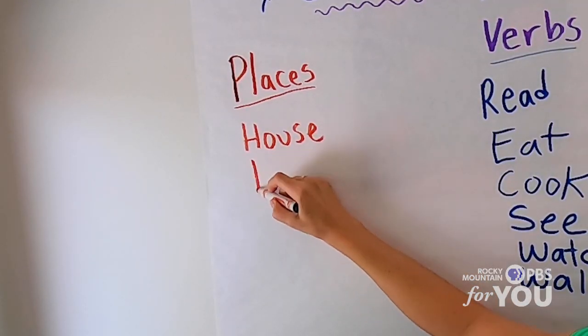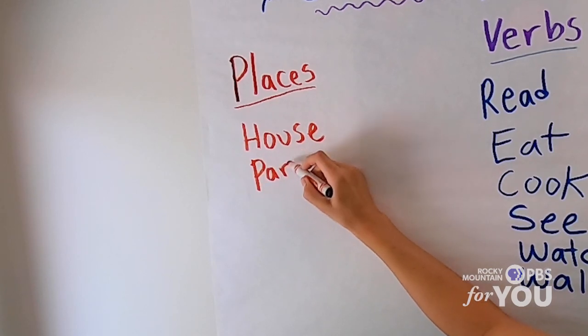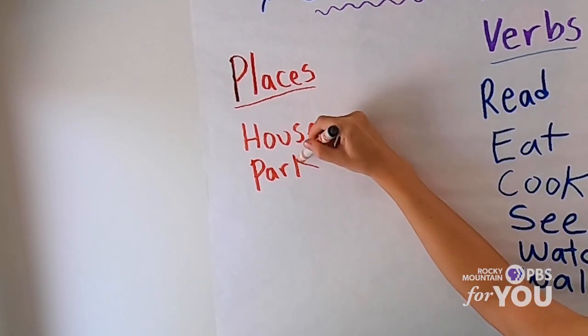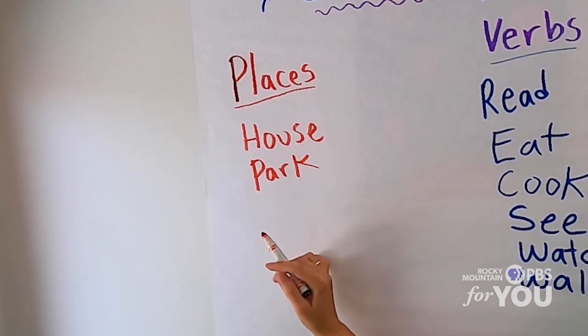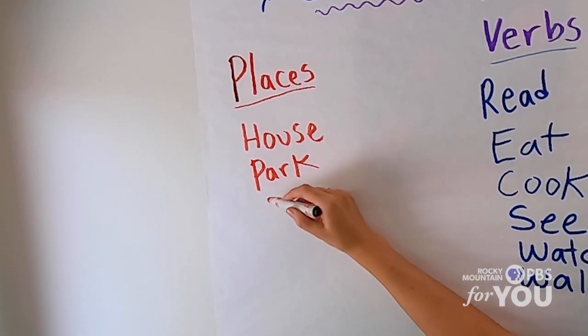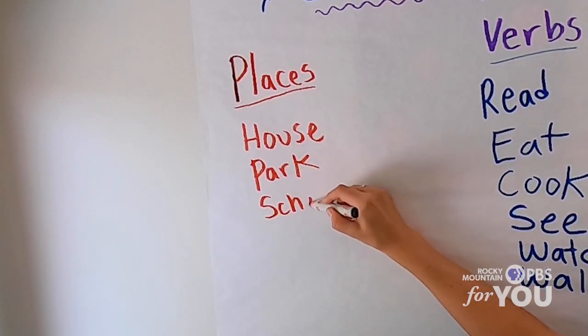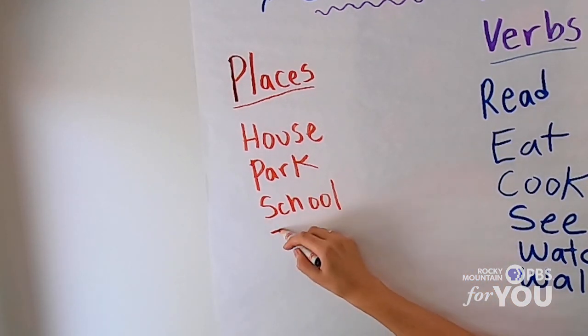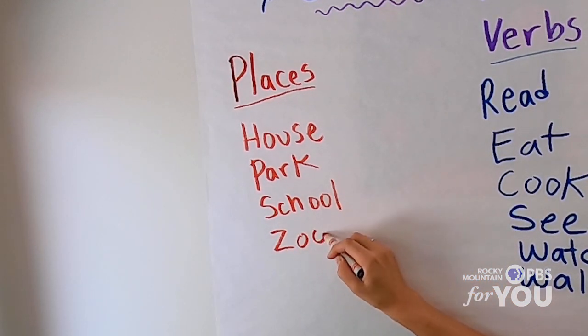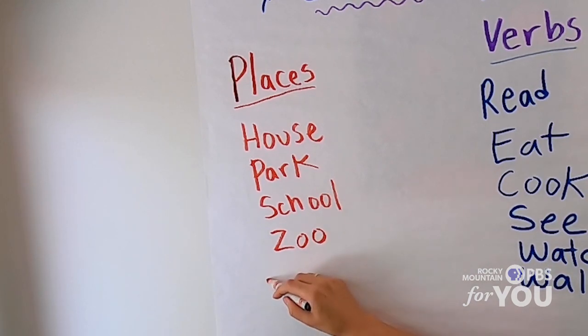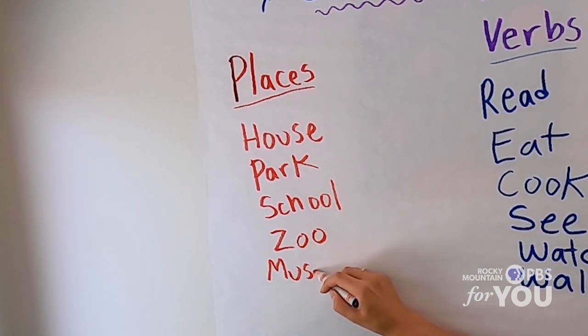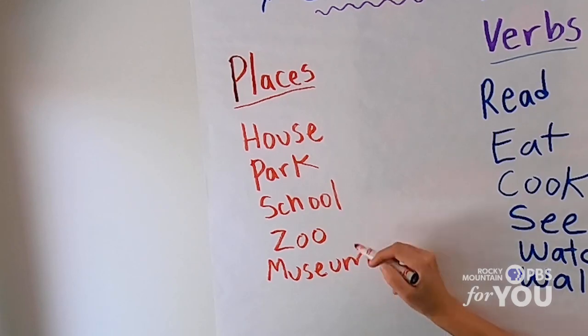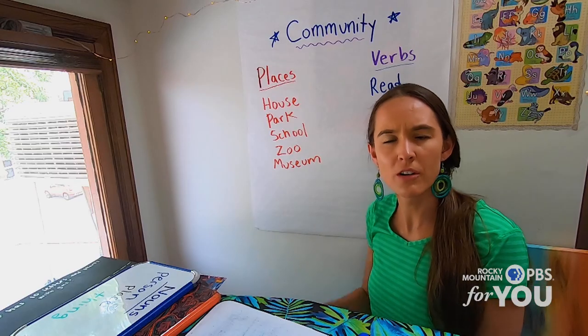I go to the park. When it's safe and we're not in a pandemic, we can go to school. By my house, there's a zoo. There's a museum. Where are some places that you go?